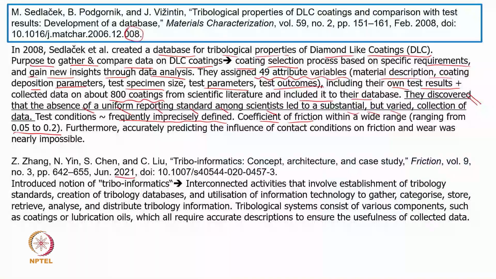There is another paper published in June 2021. They try to give a new method, triboinformatics, with the concept, architecture, and a case study. The paper was published in Friction, and they provide the notion of triboinformatics. The major reason is the interconnected activities that involve tribology, standards, and databases, and the utilization of information technology to gather, categorize, store, retrieve, analyze, and distribute tribological information.